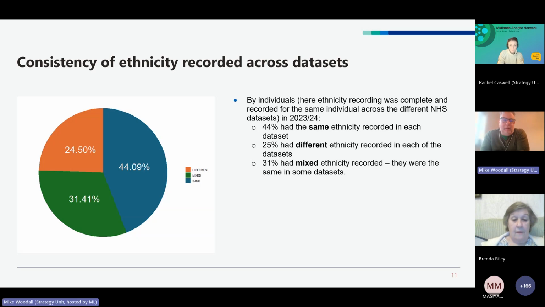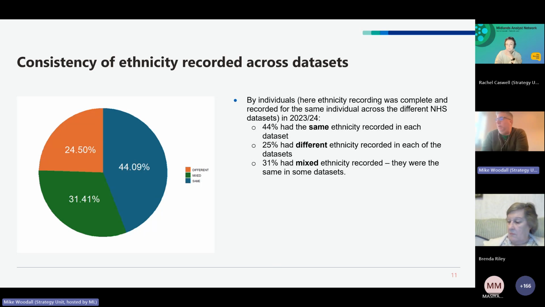So we removed all the invalid and missing codes, so we're only looking at valid codes. 44% had the same ethnic code in each of those data sets. 25% had a different one each time, so there was no consistency whatsoever. And 31% had a mix. So they had the same ethnic group in more than one data set, but it wasn't consistent across all.